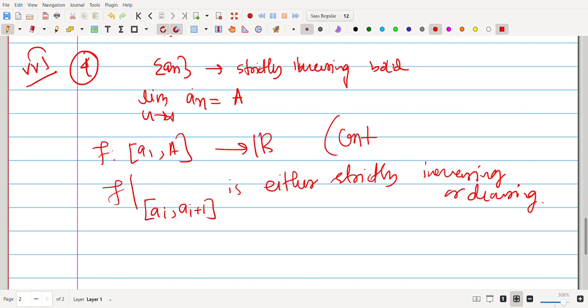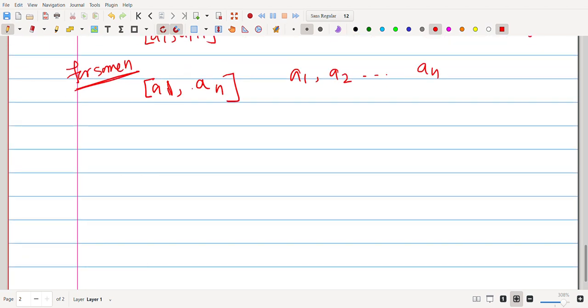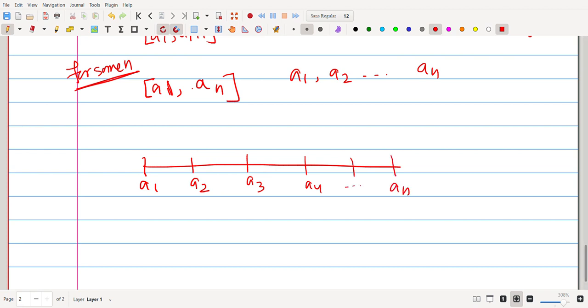So first of all, observe that if you take a1 to a_n for some n, that means there are finitely many terms here. Let's draw it. Say this is a1, this is a2, a3, a4, say this is a_n. There are n many terms, and n is a fixed number. Then on each interval f is either strictly increasing or strictly decreasing. It may happen something like this, then again this, then again this, or something like that.